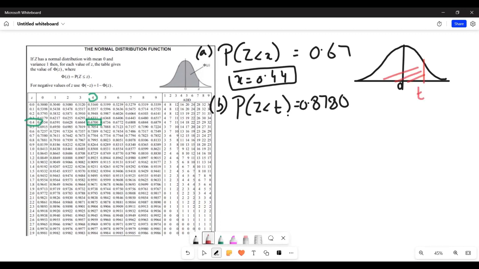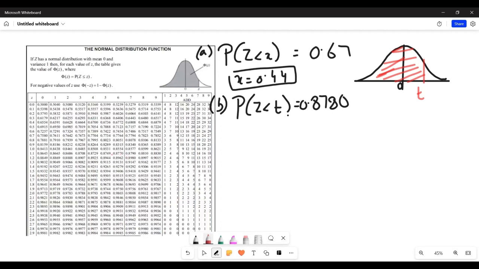Because the total probability is 1, so this is pretty close to 1. So t is some positive value. This is what we know. Since the probability is greater than 0.5, it has to be towards the right of 0. Okay, now let's use the table and find where we get this probability 0.8780.